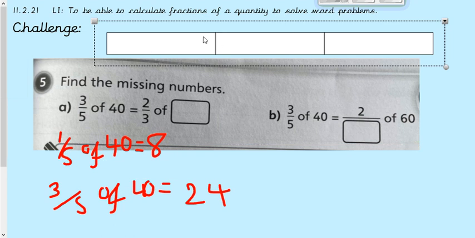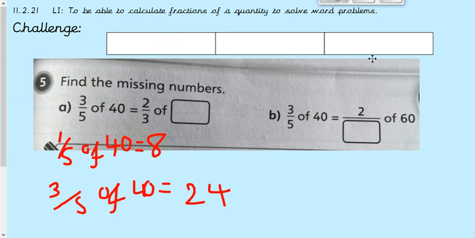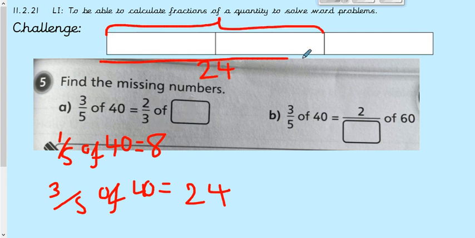Okay, so what I've done is drawn a fraction strip which is split into 3 sections because we're looking at thirds, and we know that we need to make 2/3 of that 24. So this amount equals 24. So then we need to work out what 1/3 is. So to work out 1/3, we will just have to divide that by 2. So 24 divided by 2 is 12. So each of these parts is worth 12.